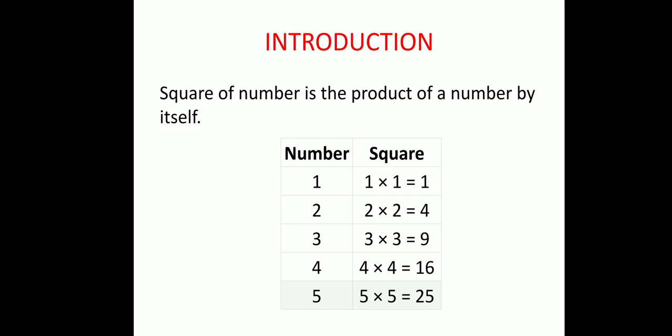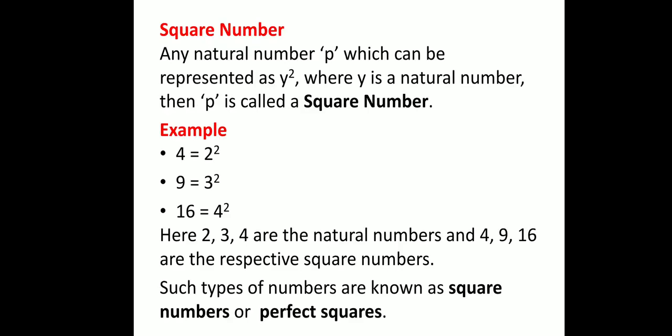For example, if I take number 1, its square will be 1 into 1, that is 1. The square of 2 is 2 into 2, that is 4. Another number can be taken as 3, the square of 3 is 3 into 3, that is 9. Similarly, you can find out the square of all the numbers. So what is the square of a number? It is the product of a number by itself. If I am multiplying the same number by itself, then I will be getting the square of that particular number. Simple as this.